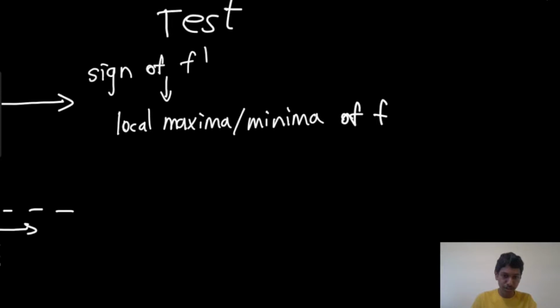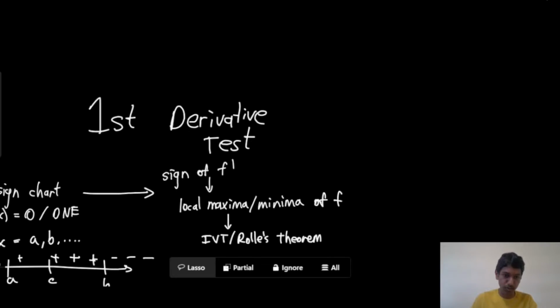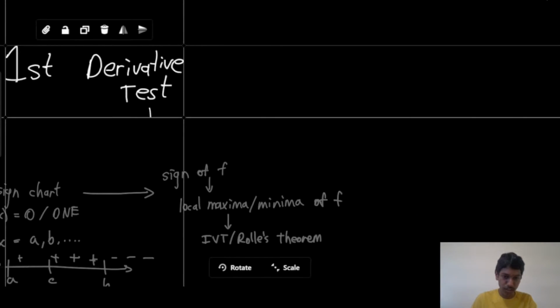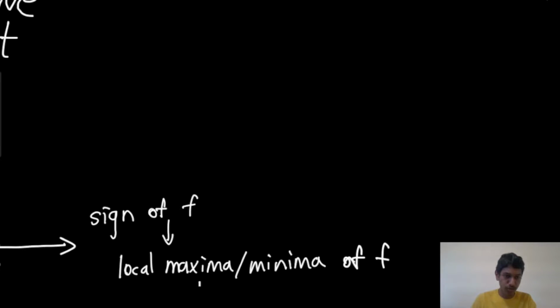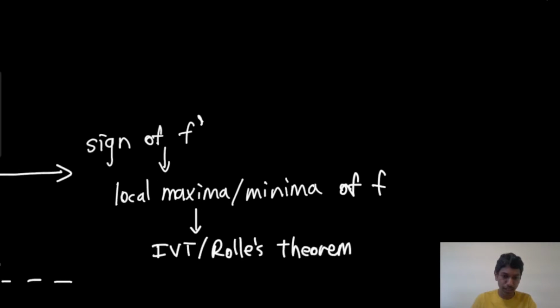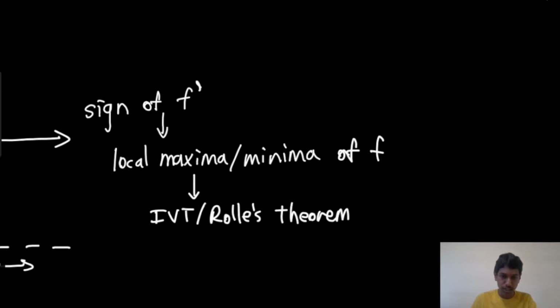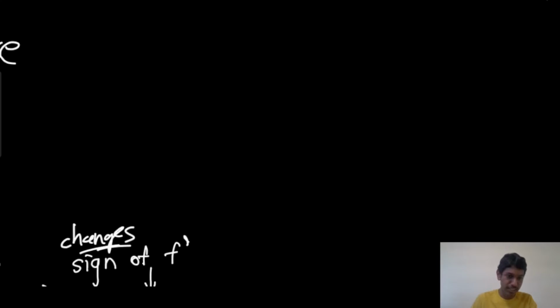Now, the real nuts and bolts of this idea and why it works is IVT, a special case of IVT called Rolle's theorem. I'm not going to go over that here, but it's a good exercise if you want to see why this all works. But what I'm really going to go over here is what the sign of f prime tells you about f, and more specifically changes in the sign of f prime. So let's take a look at that.